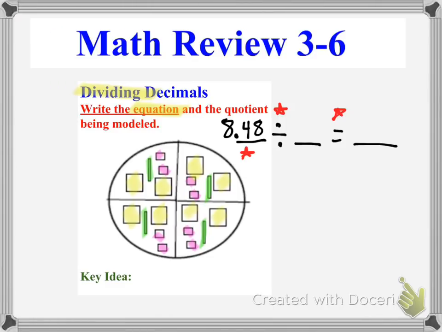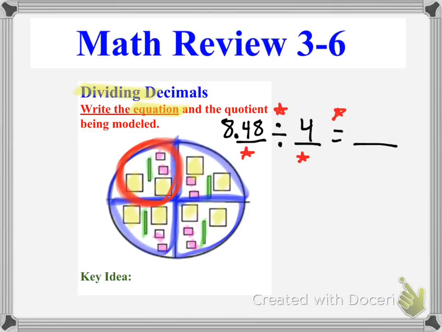If you have that, you get a star. And I'm going to divide them into 1, 2, 3, 4 equal groups. So that's my divisor. And that's going to give you a star as well. And my quotient is going to come from what's inside one of the groups. So that's going to be 2 wholes and 1 tenth and 2 hundredths. So my final answer is 2 and 12 hundredths.